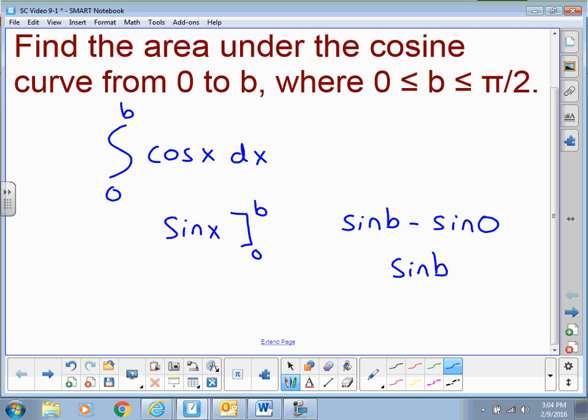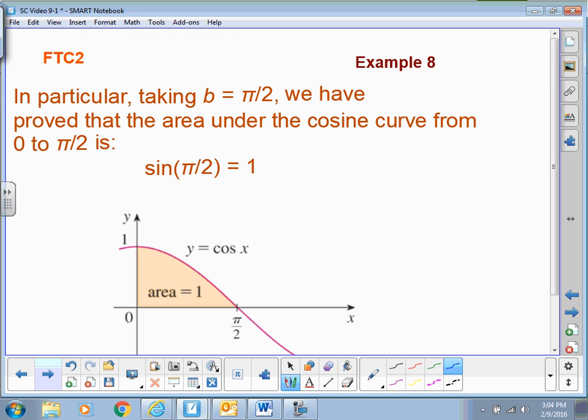So if we look at a picture of what that's really representing, that's saying our area under the curve for cosine, as long as we're going from 0 to pi over 2, is just sine of that value. So if we want it all the way up to pi over 2, sine of pi over 2 is just 1, which is kind of an interesting fact: from 0 to pi over 2 for cosine, the area underneath is really just 1.